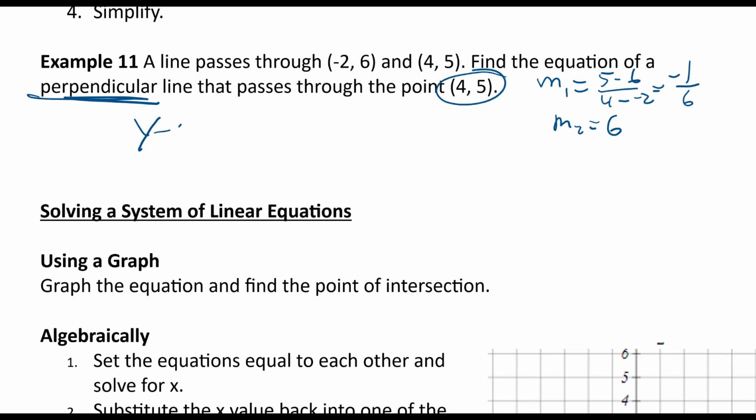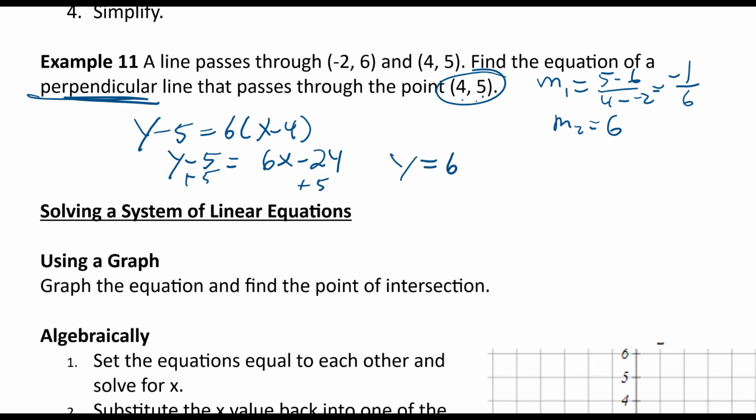So y minus 5 equals 6 times x minus 4. 4 is the x value, 5 is the y value. So y minus 5 equals 6x minus 24. And we can add 5 to both sides. So y equals 6x minus 19. Okay. And we will pause there.